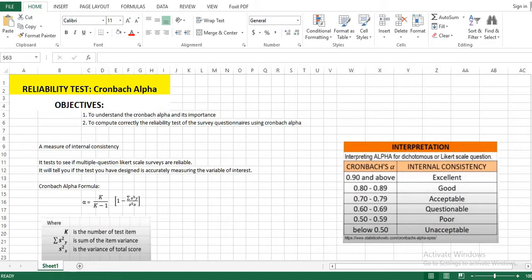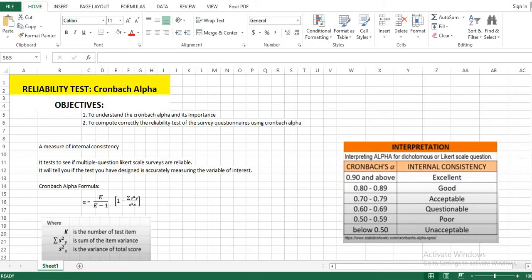So our objectives for this morning are, number one, to understand the Cronbach alpha and its importance. Number two is to compute correctly the reliability test of the survey questionnaires using the Cronbach alpha. Again, what is Cronbach alpha? It is a measure of internal consistency and it tests to see if multiple-question Likert scale surveys are reliable. It will tell you if the test you have designed is accurately measuring the variable of interest.